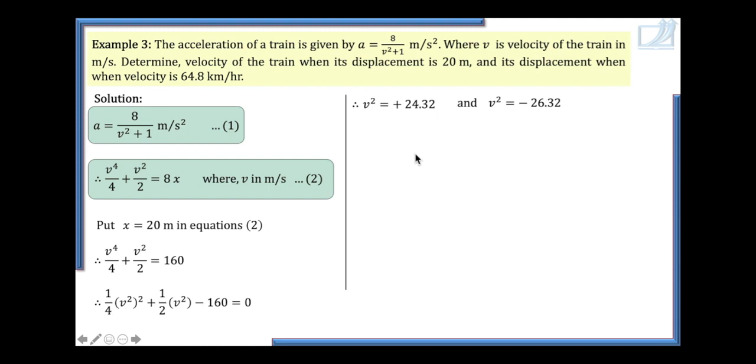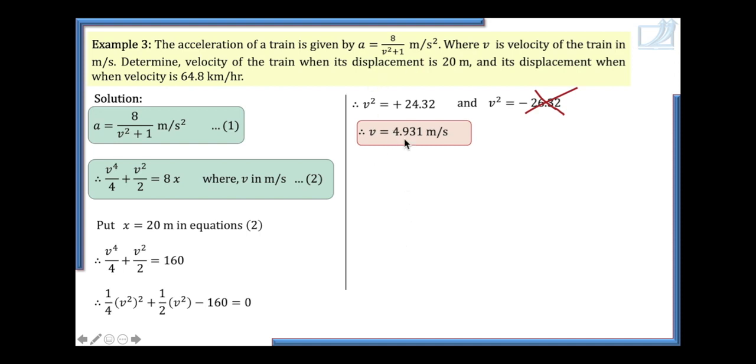v squared is minus 26.32. Now why should we discard it? Try to understand. v squared is negative, so its root will be imaginary. So of course it's a logical answer. And v squared is equal to 24.32, that means v is plus minus 4.931. Plus minus. But I have selected the positive root. What is the reason behind that? Listen, in the last problem I explained how that particle was oscillating. Is that train an oscillating particle? Okay, that is common sense, but still if you want to check it carefully.